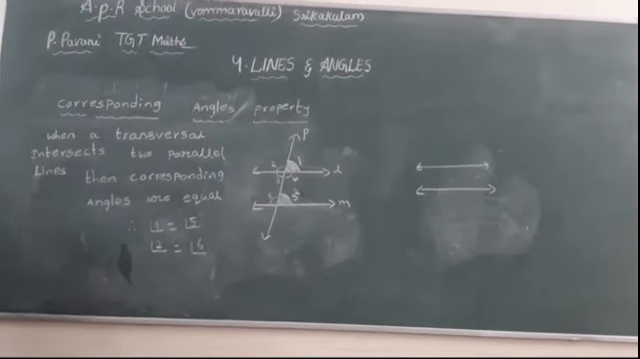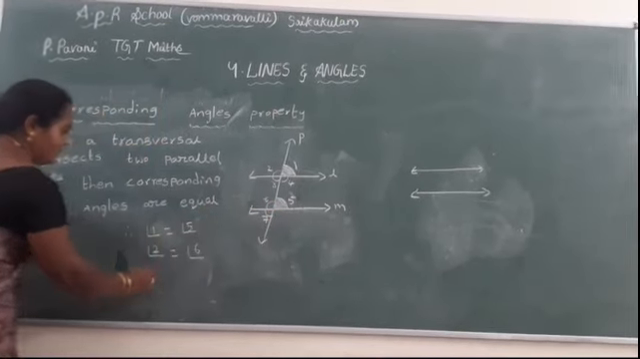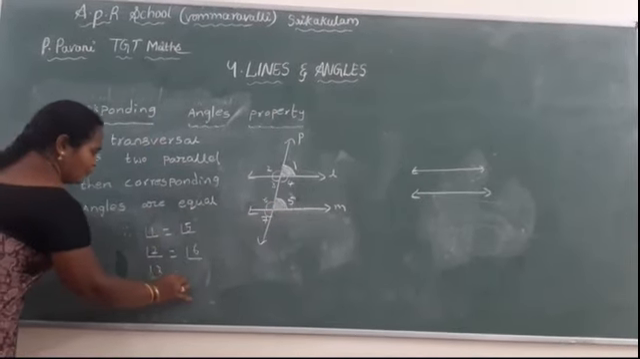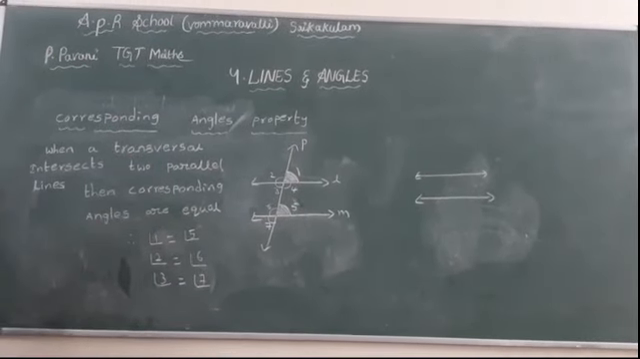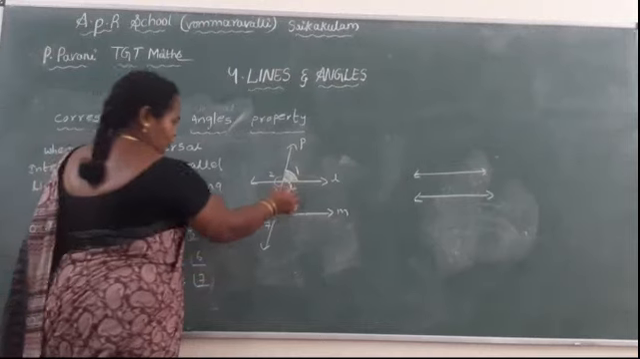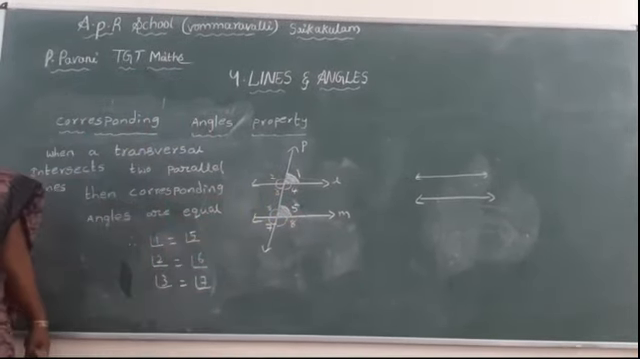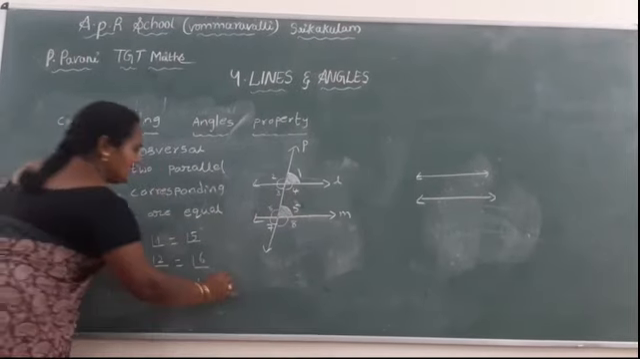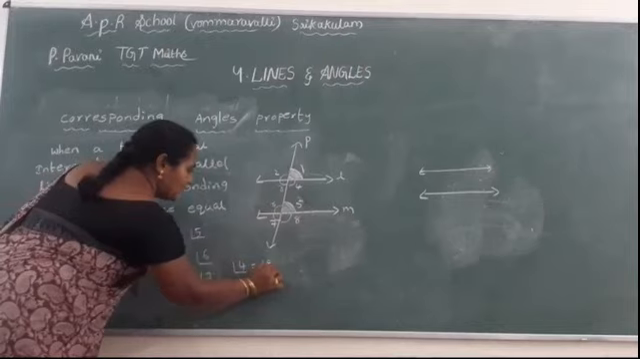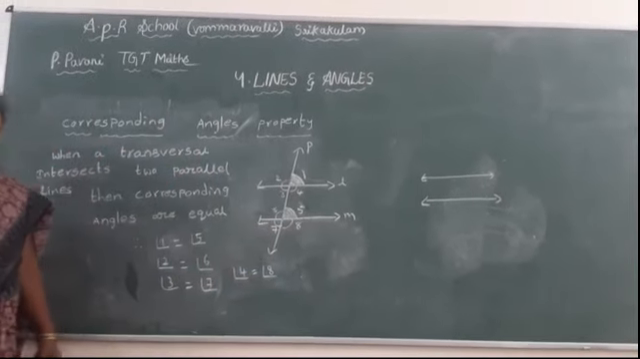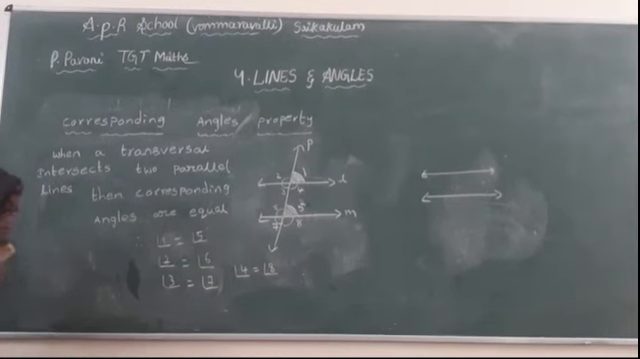Angle 3 is equal to angle 7. And angle 4 is equal to which angle? Angle 8. Angle 4 is equal to angle 8. These are the corresponding angles. We prove that corresponding angles are equal. Are you clear? Notes.